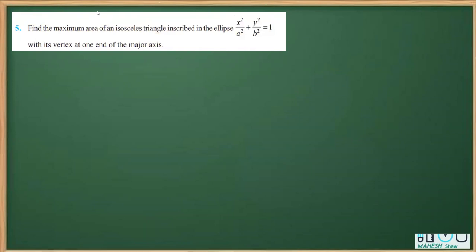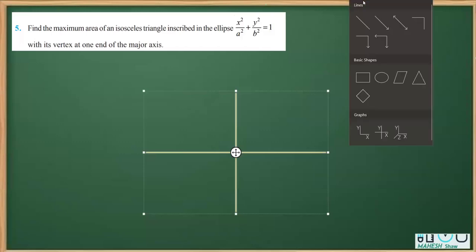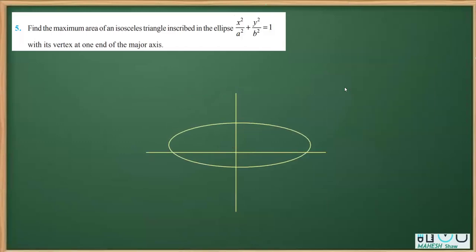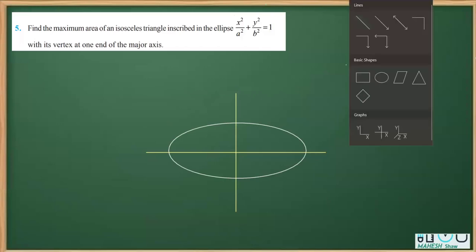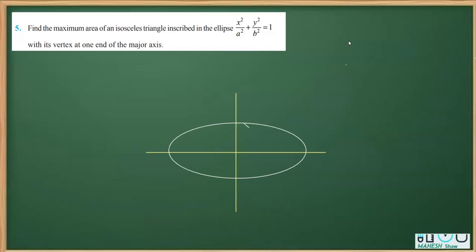Now let's say, for example, I make a Cartesian plane, and now I'm going to make one ellipse. As you can see from the equation, the major axis is along the x-axis. Now we have to make one isosceles triangle here, where the vertex of this triangle is on the major axis, let's say from here. Let's say I join these 2 points.